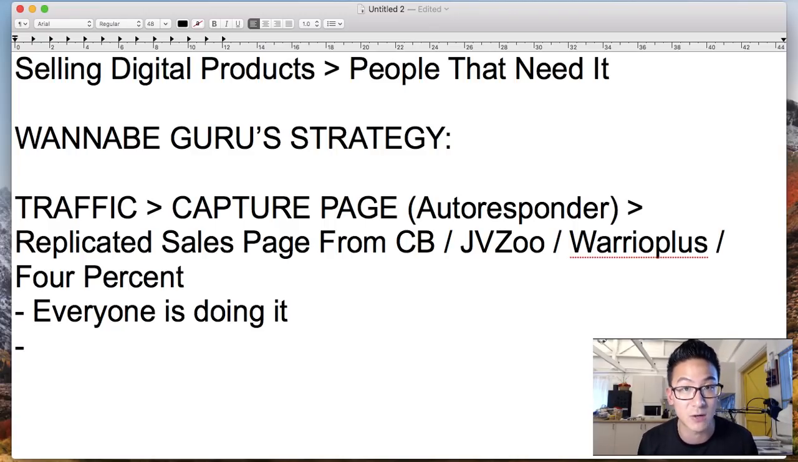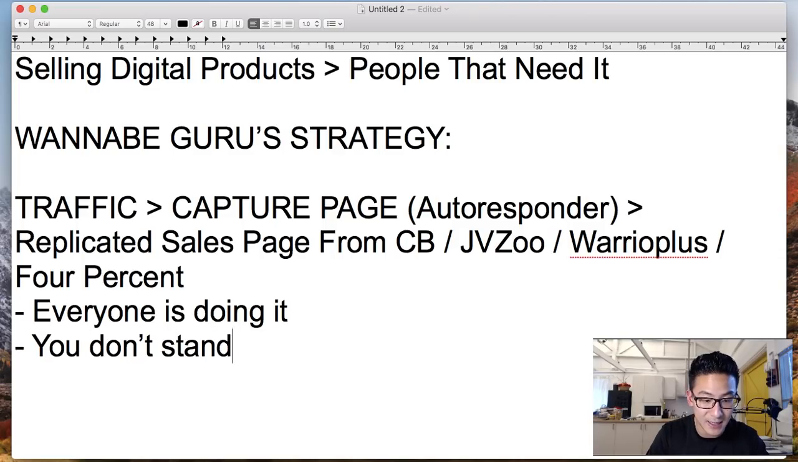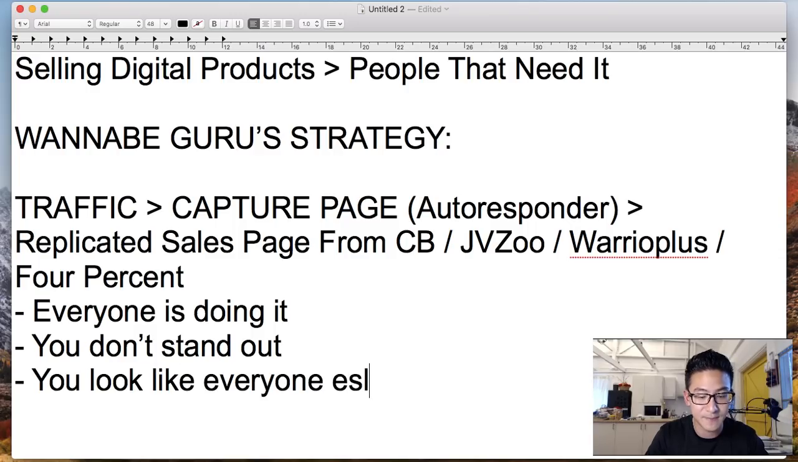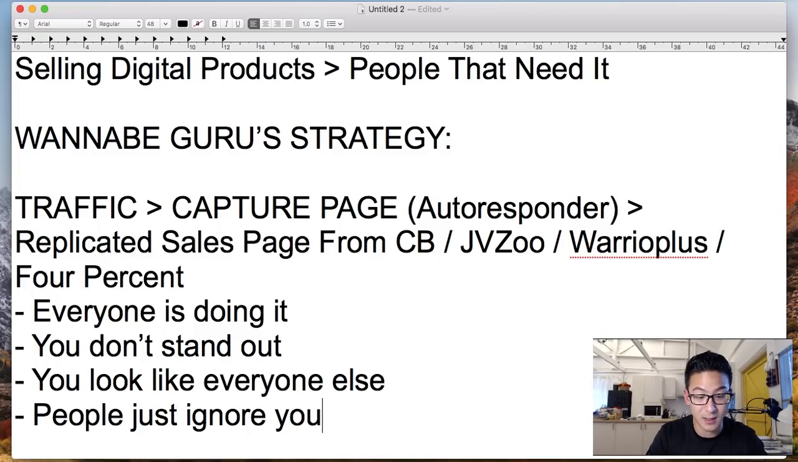And so people get pissed off, they get annoyed, and then they do one of two things. They either opt out or they don't respond to their emails, which is really, really bad for you as an affiliate marketer. So this is not the way to sell products, right? Everyone's doing it. You don't stand out. You look like everyone else, and people just ignore you, right? They don't get to know, like, and trust you, so they ignore you. They don't want to work with you, and so they're never going to buy any of your products, okay? And so this is the way to stay broke. I wouldn't recommend this strategy at all.